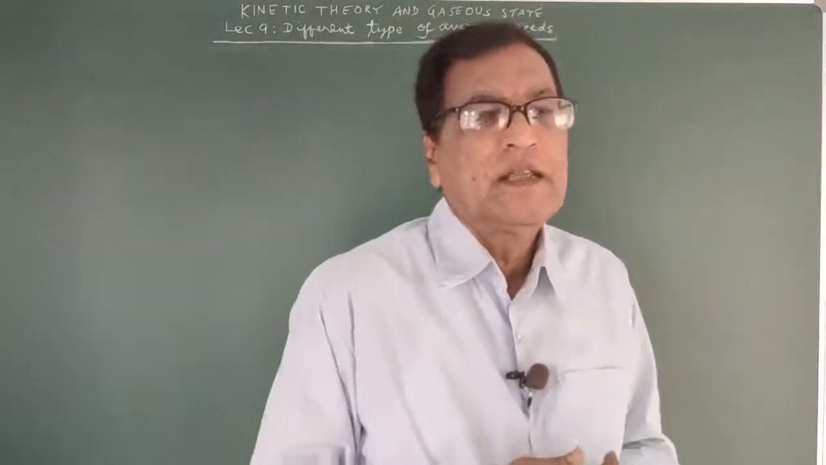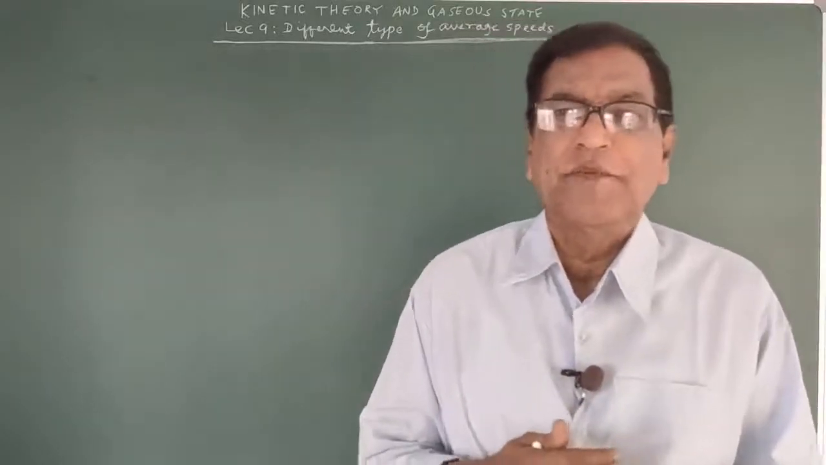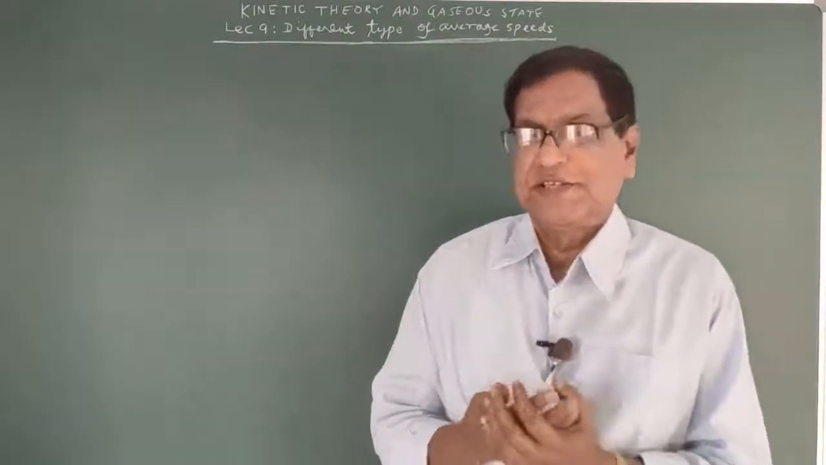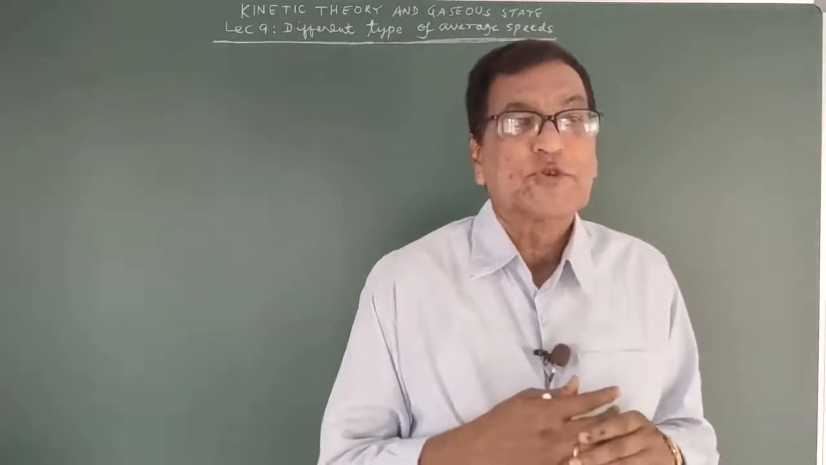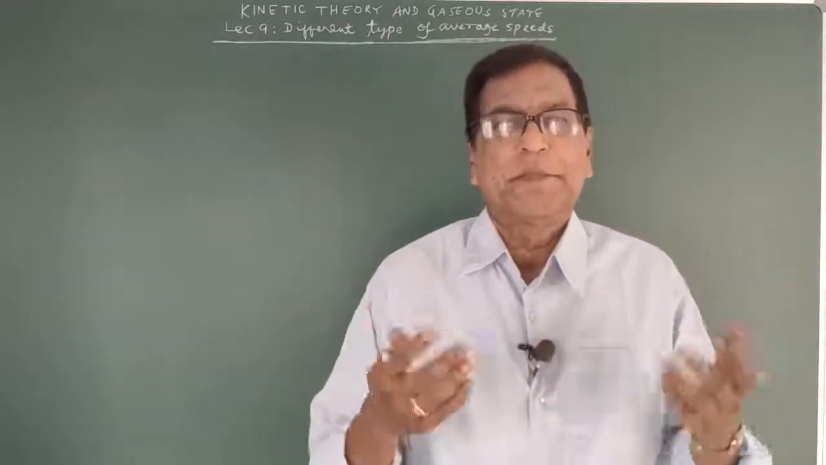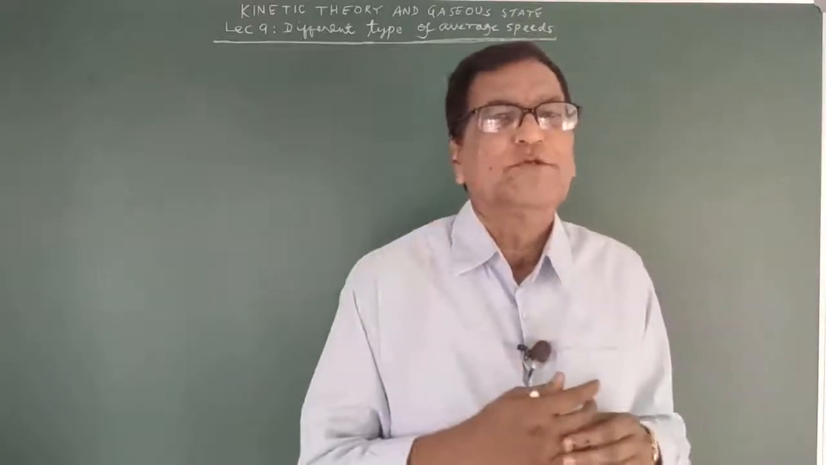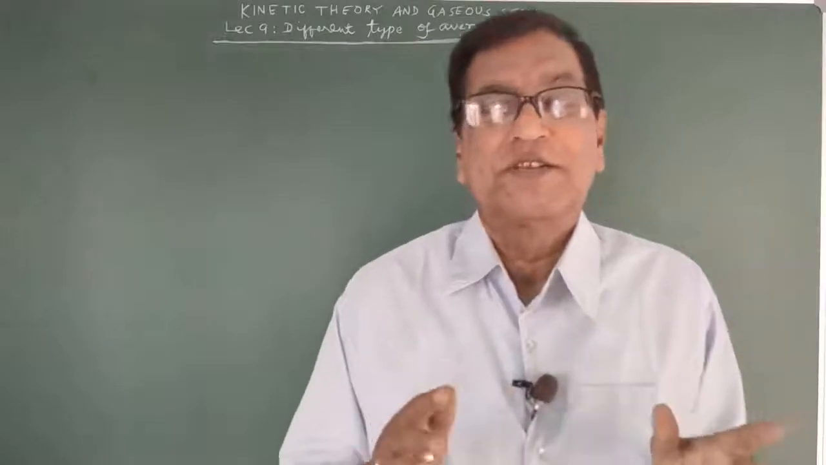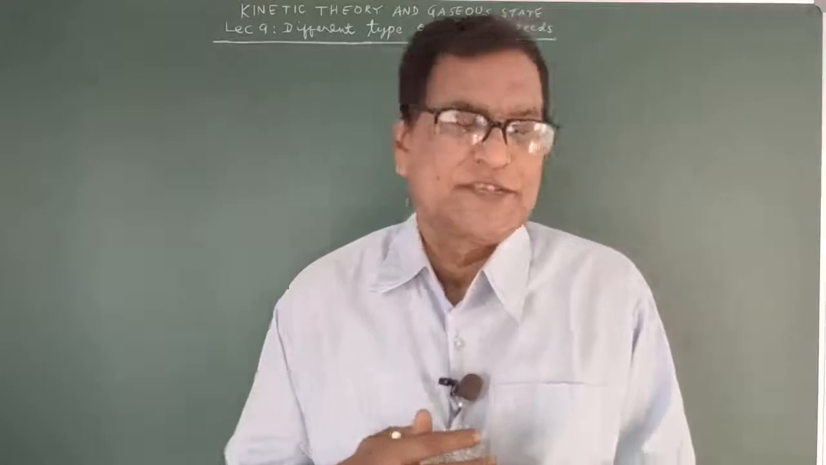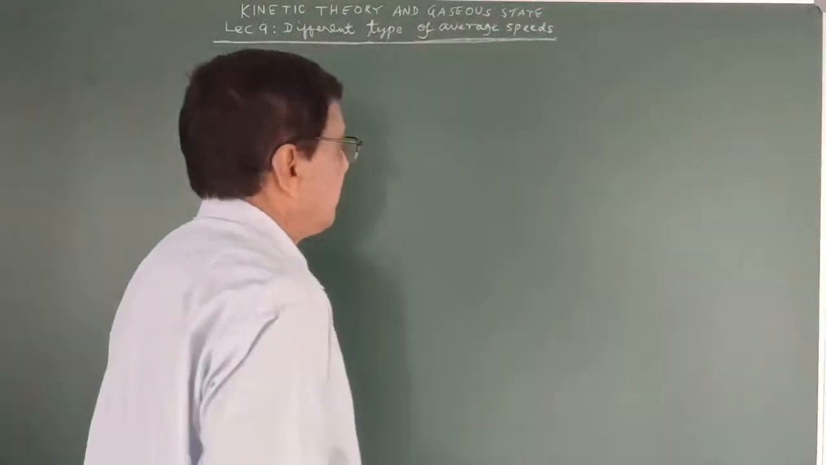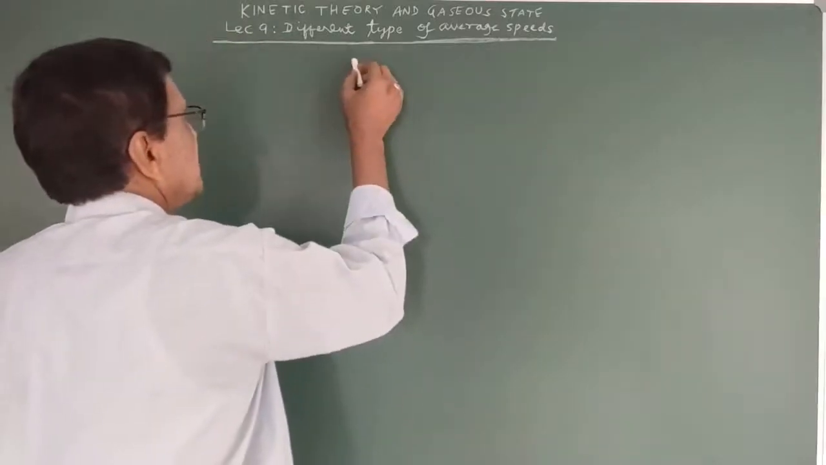In lecture 9, I would like to give some expressions of different types of average speeds. First of all, I come to the most probable speed, then the average speed, and then the RMS speed. We shall also compare the values of these three and the cause for the difference among these three types of speeds. I have already given you Maxwell's distribution law.